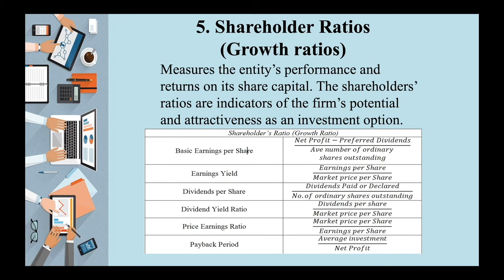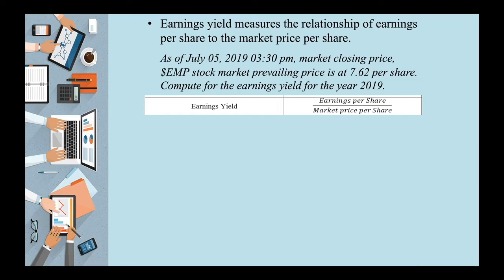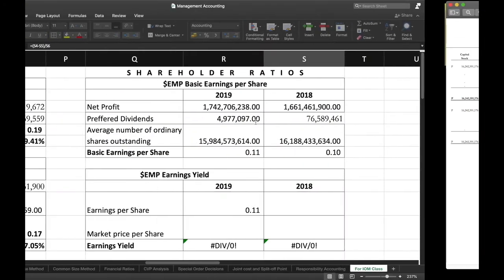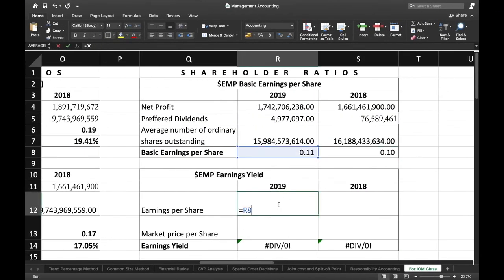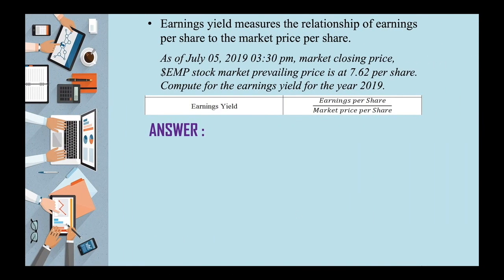Alright, I hope nakuha ninyo yun. So, next tayo, earnings yield naman tayo. Earnings yield measures the relationship of earnings per share to the market price per share. Yung nakuha natin na earnings per share natin, diba, yung EPS natin, ano yung EPS natin? Ito, naka-equal na doon, no? So, equals dito. Yung EPS na yan, divide natin sa market share na meron tayo ngayon.